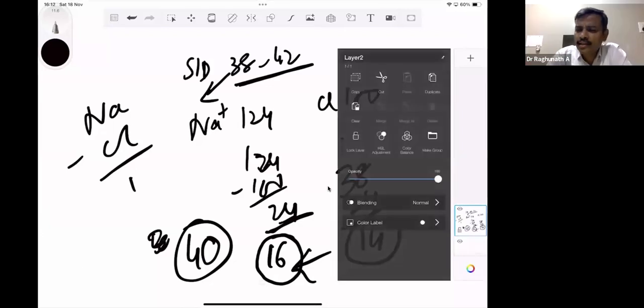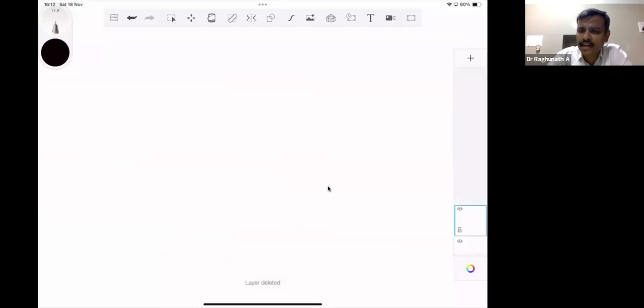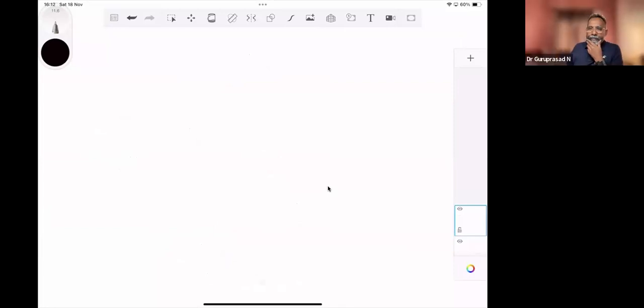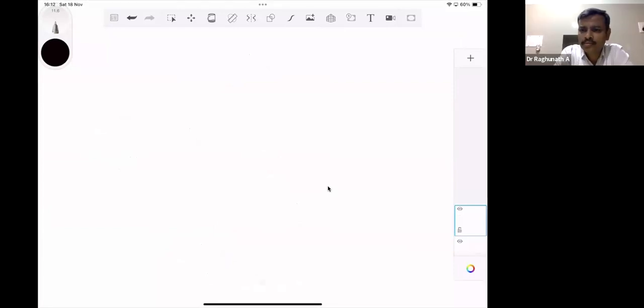So we can say in one word, widening of SID and narrowing of SID cause alkalosis and acidosis respectively. Correct. So which one to select? Dr. Shashank wants to ask which one to select: plasma bicarbonate, standard bicarbonate, or base excess?